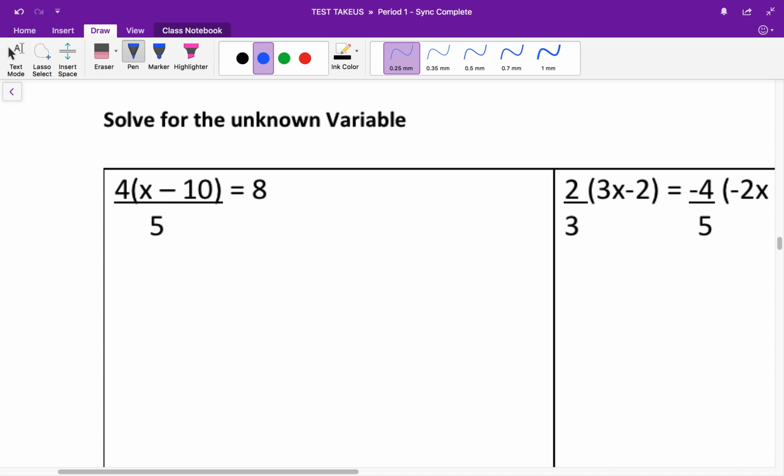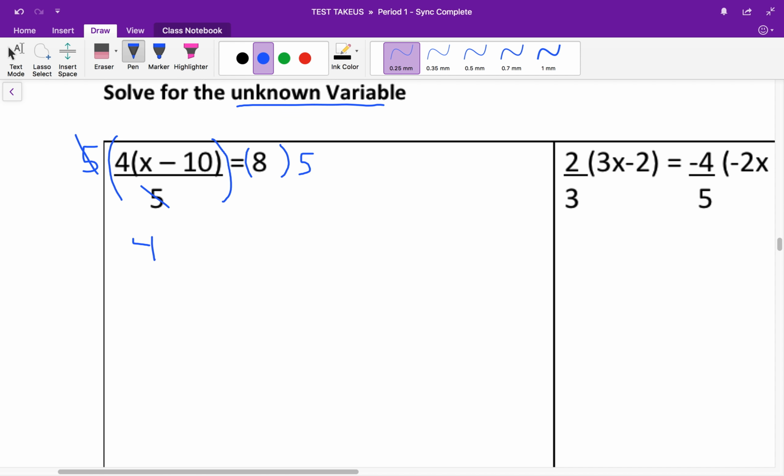Now, solve for the unknown variable, right? Also known as finding the root. So we have this fraction here. So let's get rid of it by canceling it out. So we have a divide by 5, so we're going to multiply this side by 5. And if I do this, we have a 5 on top and a 5 on bottom, so they're going to cancel out. And whatever I do to one side, I have to do to the other. So that's going to leave us with 4 bracket x minus 10 equals 40. Then let's rainbow in.